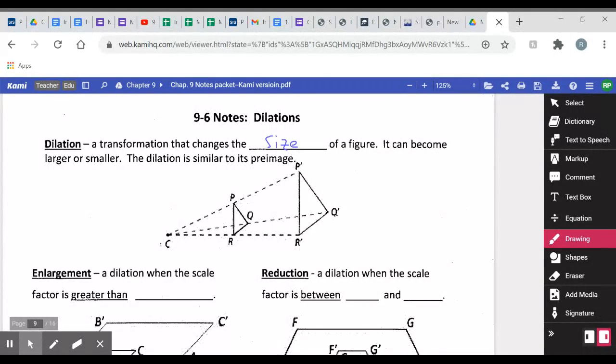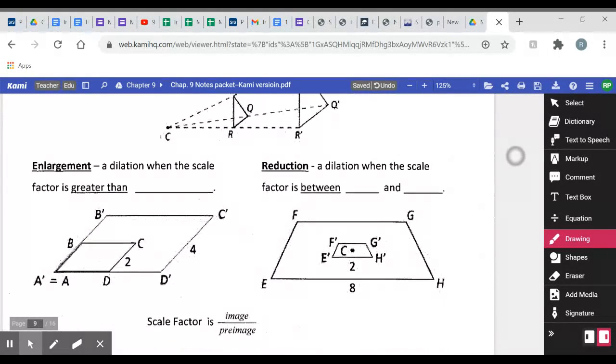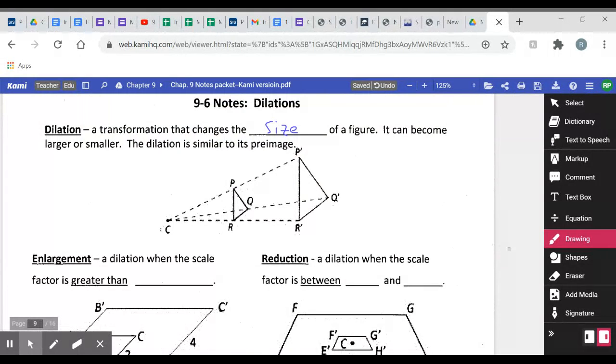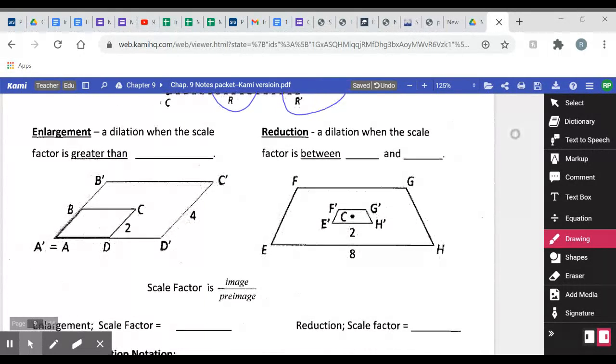It can become larger or smaller, and the dilation is similar to its pre-image. So again, its corresponding sides are proportional, not congruent in this case. And you can see here, I guess I forgot to mention before I moved up, the original pre-image is the PQR, in this case, the smaller one. And then the image, the new one, is the P prime, Q prime, R prime. Again, you can see that each side got scaled up by the same amount.